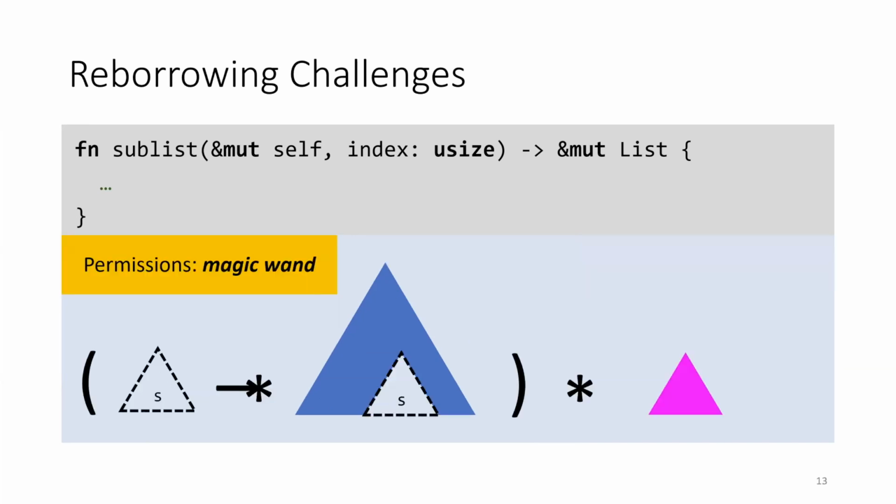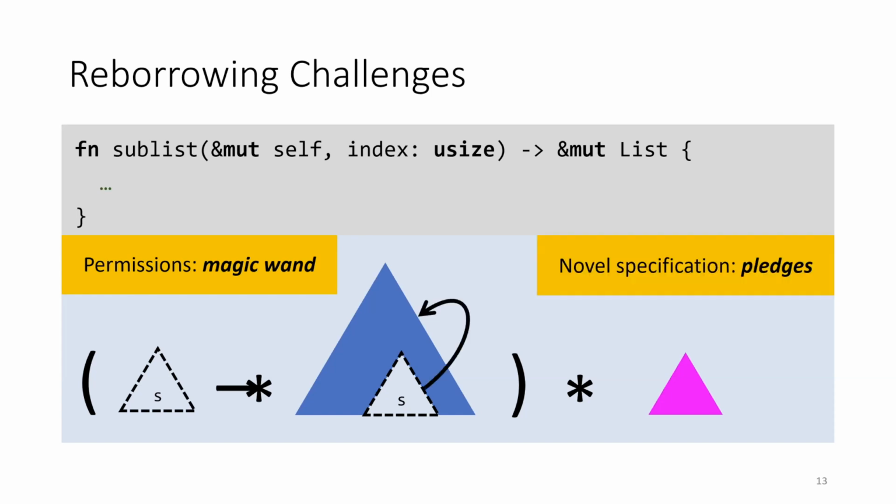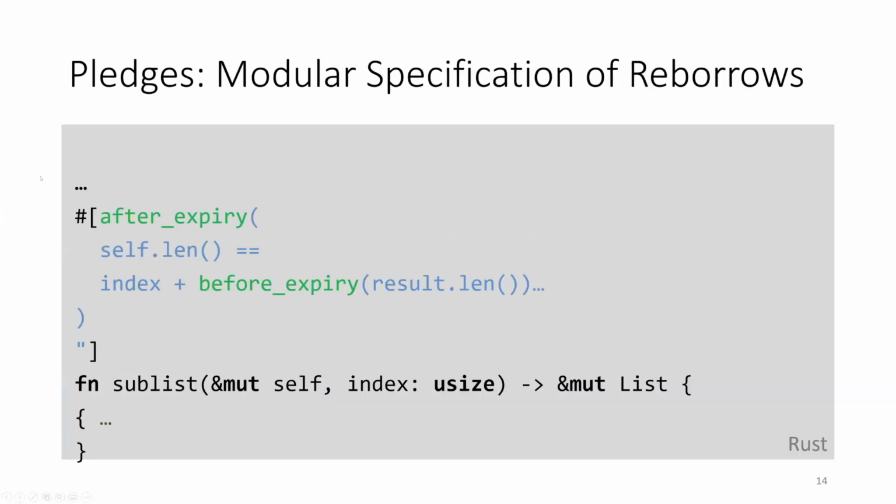And so just to give you an idea of that, and I'd be happy to talk offline if anyone would like to see more details, we model the permissions part of the story with a construct called the magic wand, which comes from separation logic. And we have a novel specification style called pledges, which is what the user can use to write a postcondition on such a function. So a pledge looks something like this.